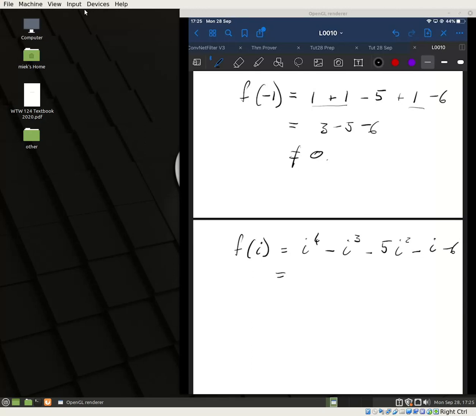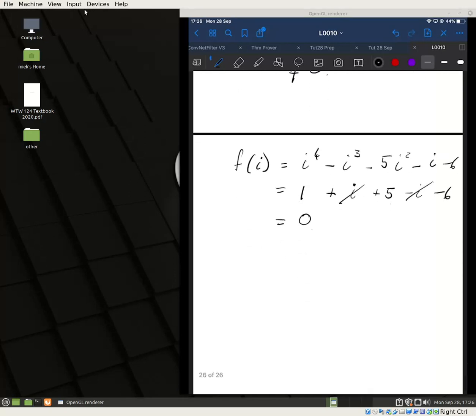So i to the 4, that is i squared, minus 1 times minus 1, which is just 1. i cubed is i times i squared, which is minus 1, so that becomes plus i. Minus 5i squared becomes plus 5, minus i, and minus 6. So minus i cancels with i, and 1 plus 5 is 6, minus 6. Okay, so i is a root.